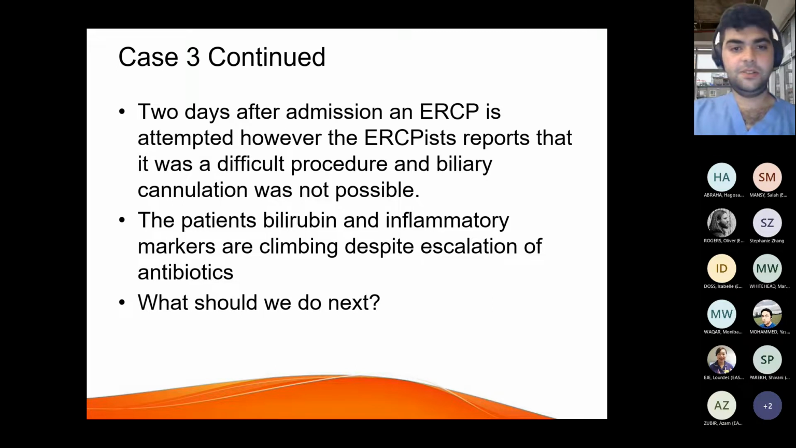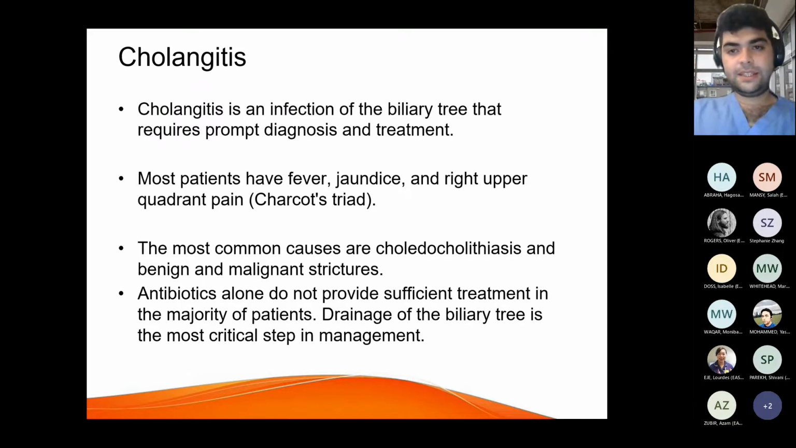What should you do next? We mentioned ERCP is the best modality of fixing a biliary obstruction. You can't do it. What would you do next? In this case, we know that this patient has cholangitis. Cholangitis is an infection of the biliary tree, which requires prompt diagnosis and treatment. The classic triad of cholangitis is Charcot's triad, which is fever, jaundice, and right upper quadrant pain. The reasons someone could have cholangitis include benign causes, such as benign strictures and CBD stones, and malignant causes like pancreatic cancer, or malignant strictures secondary to cholangiocarcinoma.